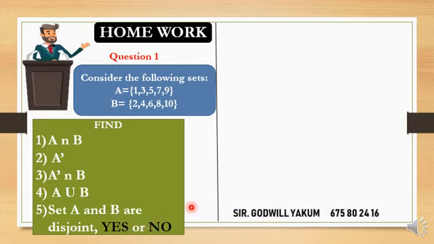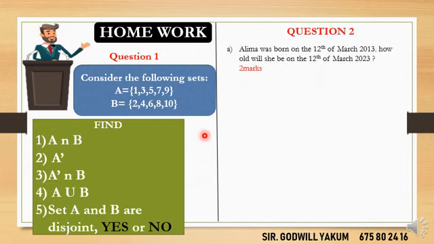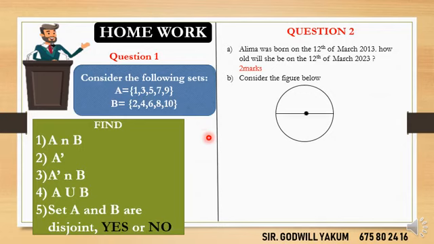Alright, question 2. Question 2 says Alima was born. That's the A part of question 2. Question 2A: Alima was born on the 12th of March 2013. How old will she be on the 12th of March 2023? 2 marks. B. Consider the figure below. We have a figure like this. So this is the figure. There's a dot here, and then this is allocated 7 centimeters and 7 centimeters.